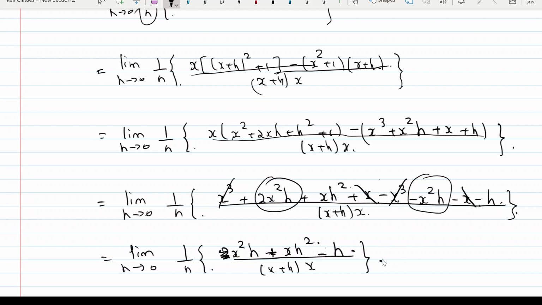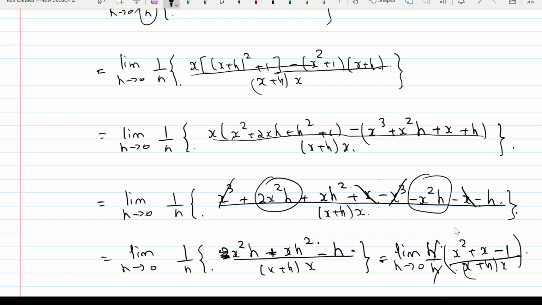So I can take h common. So this will be limit as h tends to 0. My problem here is not x, it is h. H upon h into x square plus x minus 1 divided by x plus h into x. So that h and h cancels.